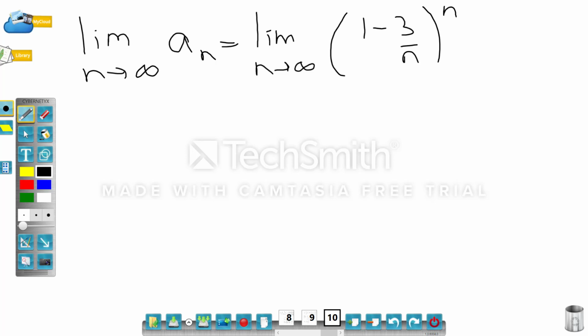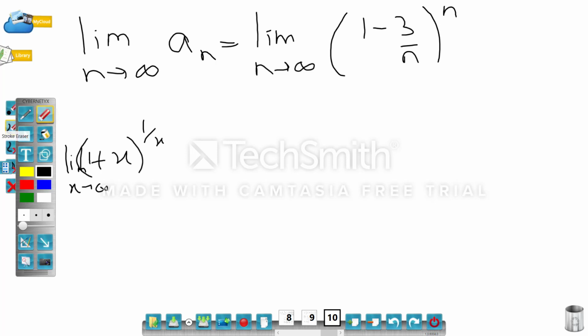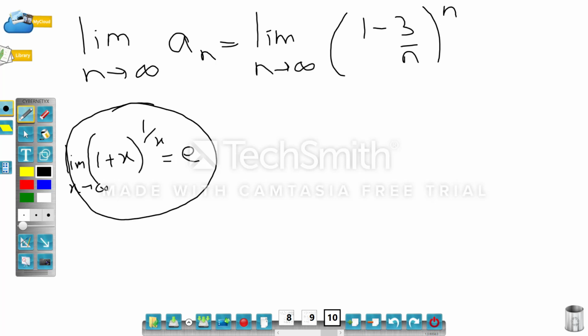If you remember, in 12th standard you have done one result, that is (1 plus x) to the power 1 by x, as the limit x goes to infinity, is always e. So this result I will apply here because it is going to help us find this limit.